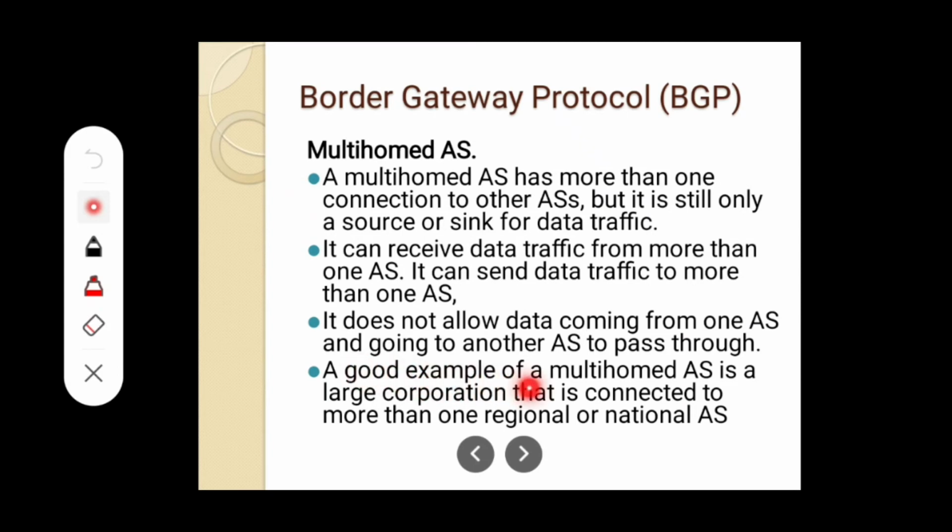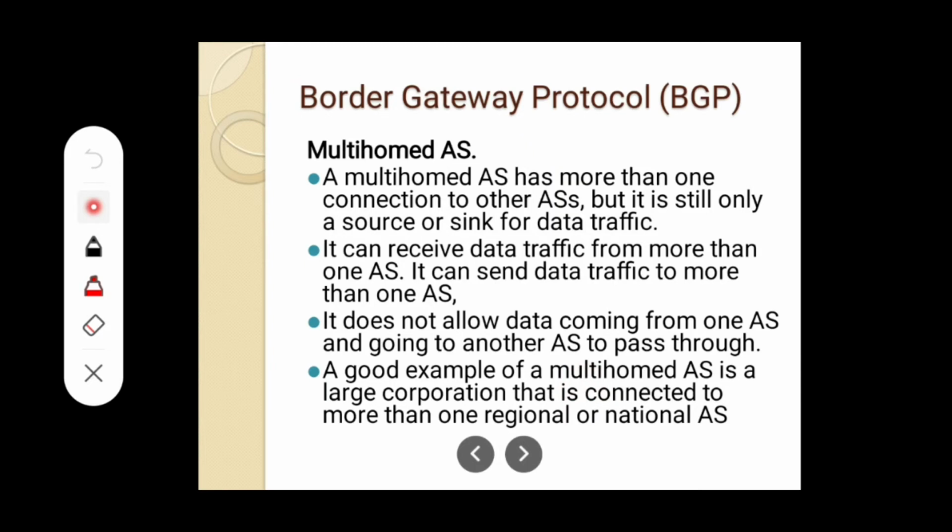A good example for a multi-homed autonomous system is a large corporation that is connected to more than one regional or national autonomous system. Okay, suppose a multinational company has offices in different areas. They'll have offices in Trivandrum, India, or in UAE or in US. In that case, they'll use multi-homed autonomous systems to connect their head office and their various annexes. So this is a very good example of a multi-homed autonomous system.